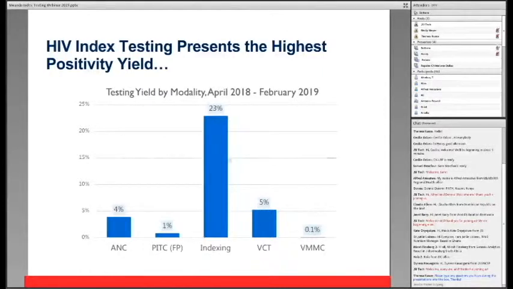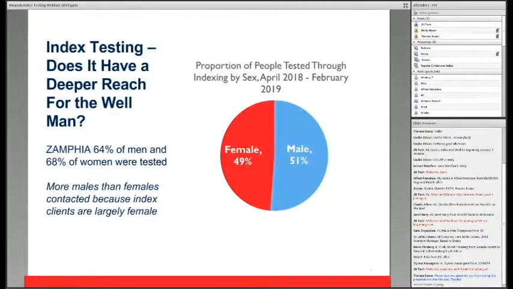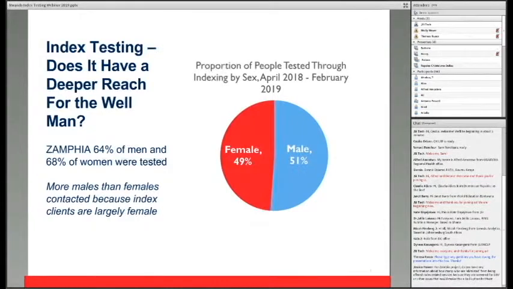One thing that I would like to show coming out of our project data is that index testing gives us the highest positivity yield compared to all the other modalities that I shared with you a couple of slides ago. If you look at ANC, we are at 4%, while indexing stands tall at 23%. VMMC is the lowest, actually less than 1%, standing at 0.1%. VCT, we've been doing VCT for a very long period of time in Zambia, close to 3 decades, but positivity cannot be compared to indexing.